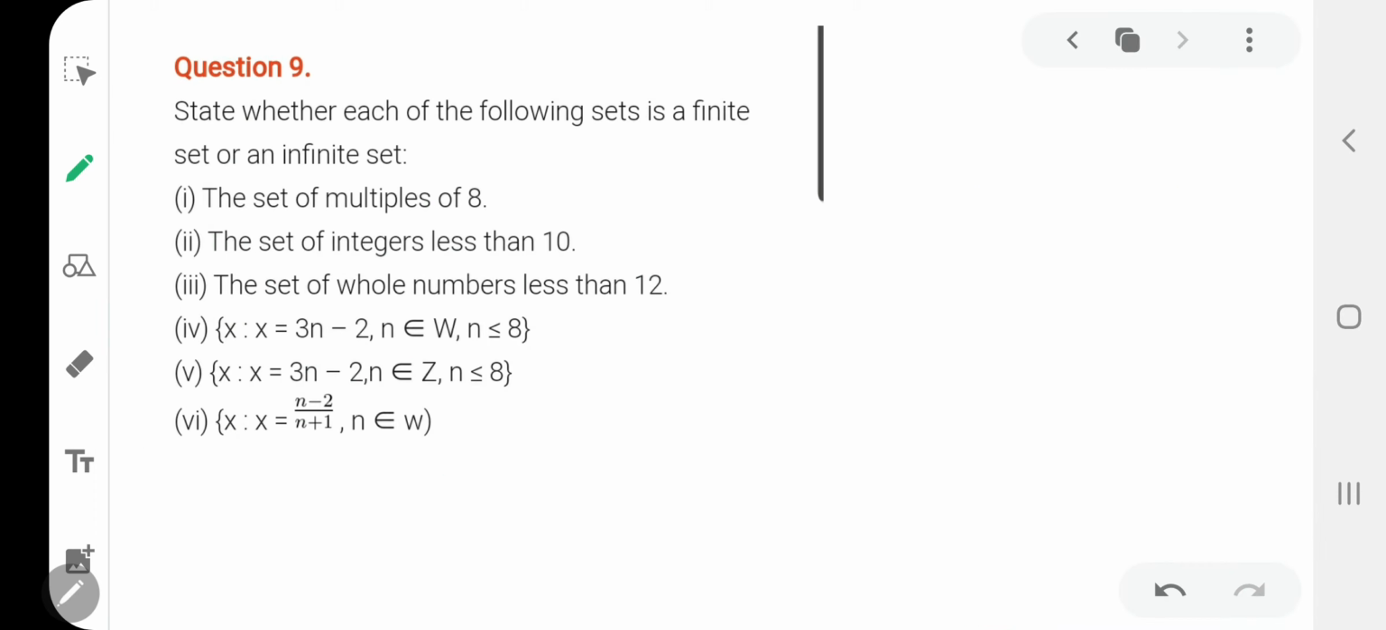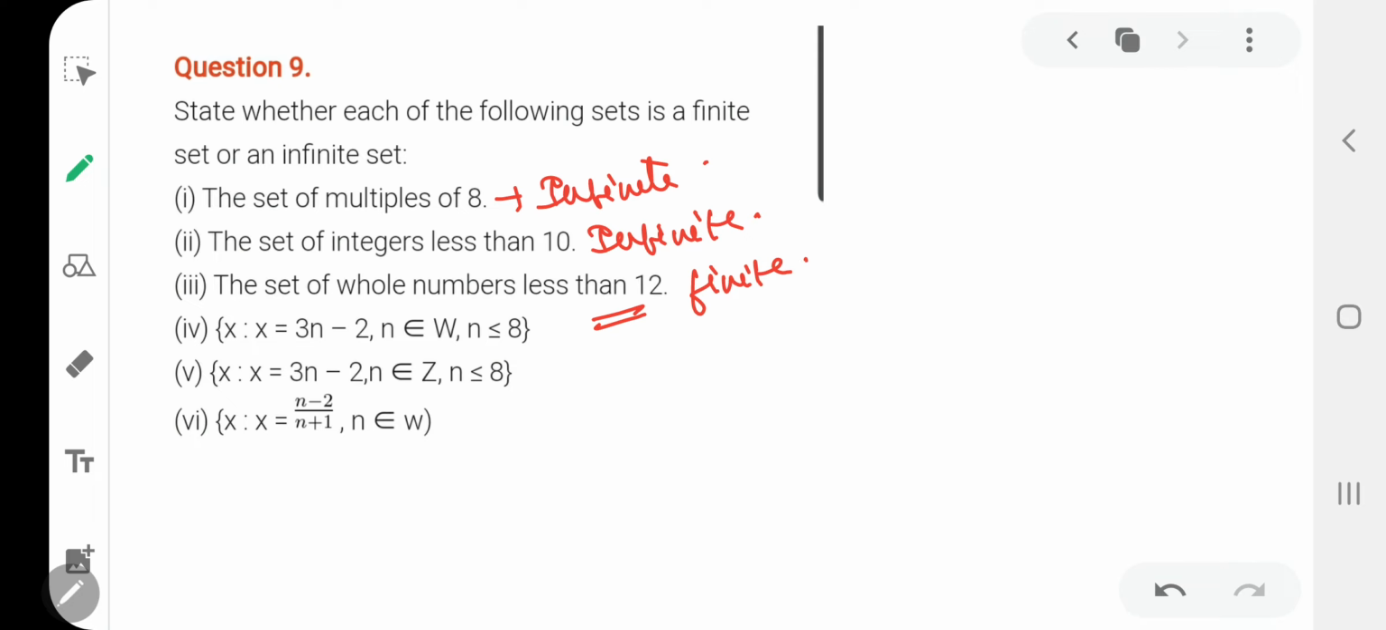Next we have state whether which of the following set is a finite set or an infinite set. Now the set of multiples of 8. Multiples of 8, you can go anywhere. There is no limitation. So this is infinite. Set of integers less than 10. If it is less than 10 but towards your left it will go into negative to infinite. The set of whole numbers starts from 0 and it is given it is less than 12, means 11 tak. So 0 to 11, limitation is given. So this is finite.